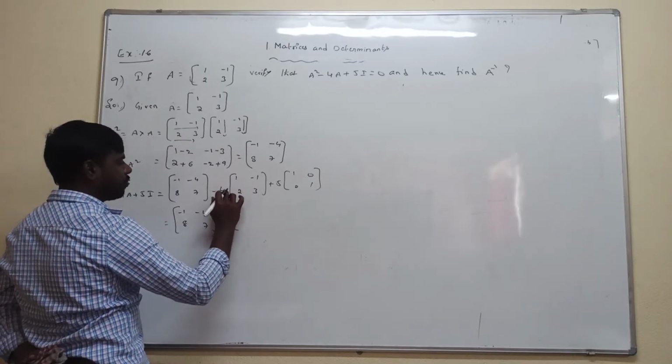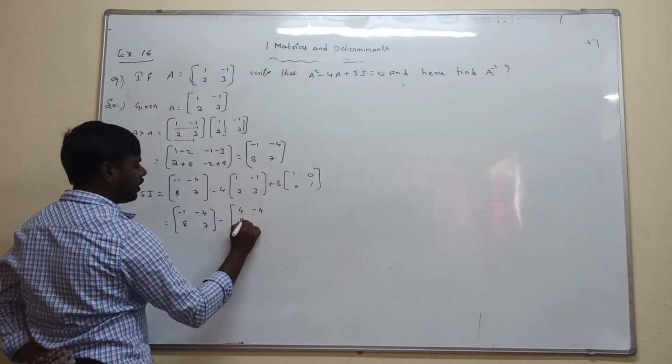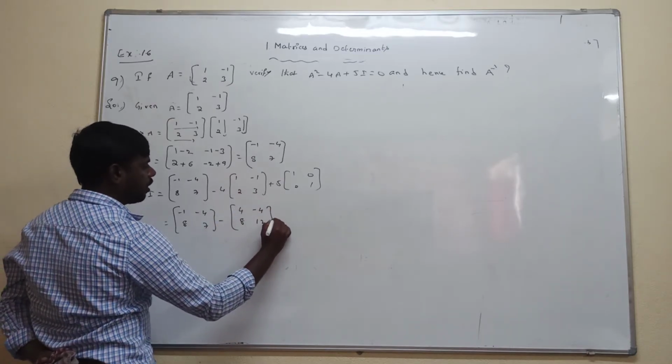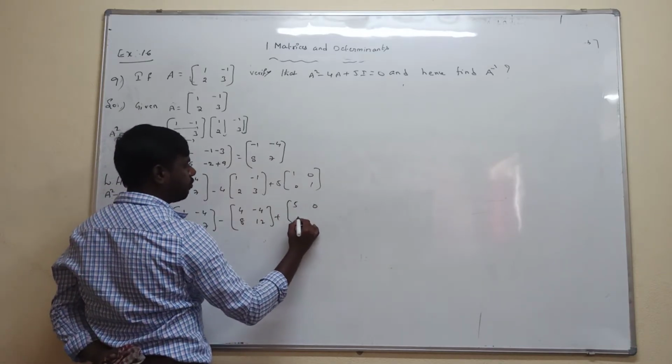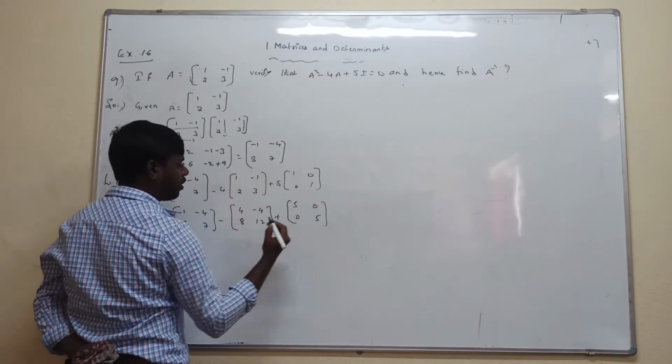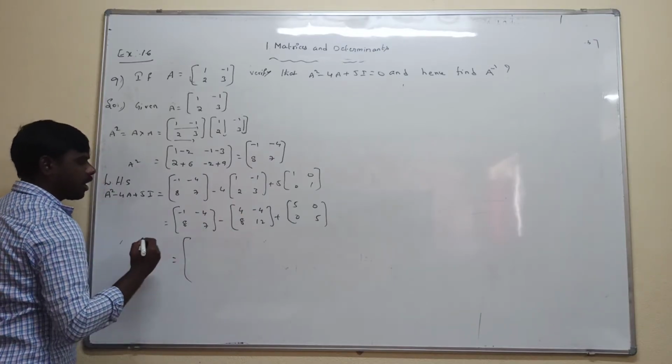Each element product with 4: 4 into 1 is 4, 4 into minus 1 is minus 4, 4 into 2 is 8, 4 into 3 is 12. Plus each element product with 5: 5 into 1 is 5, 5 into 0 is 0, 5 into 0 is 0, 5 into 1 is 5. Now first we have to subtract this one, we are adding and subtracting corresponding values.